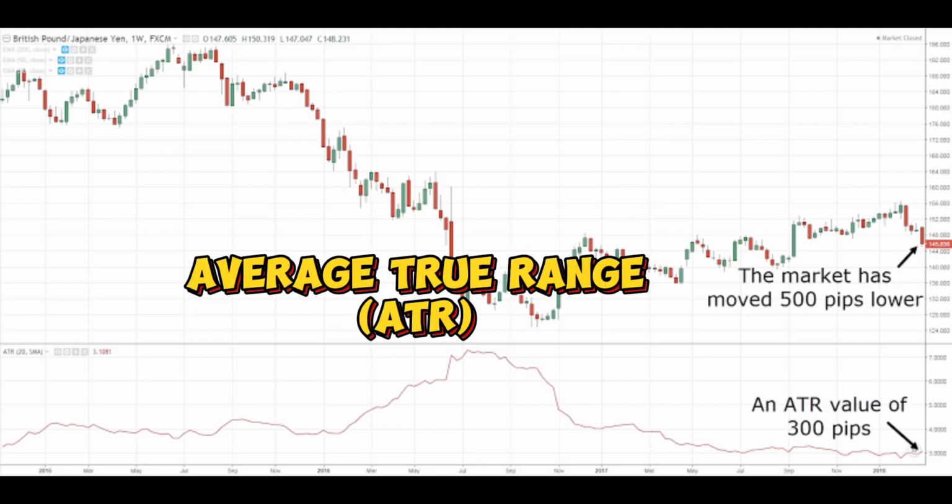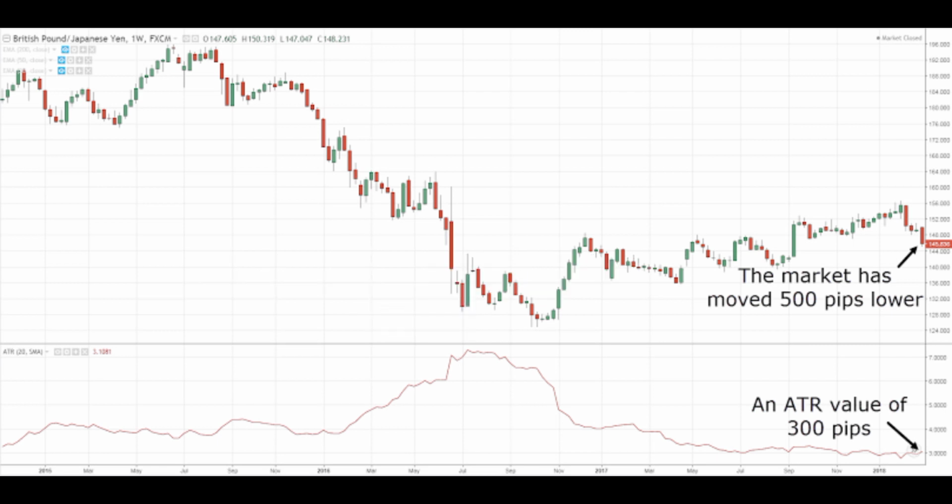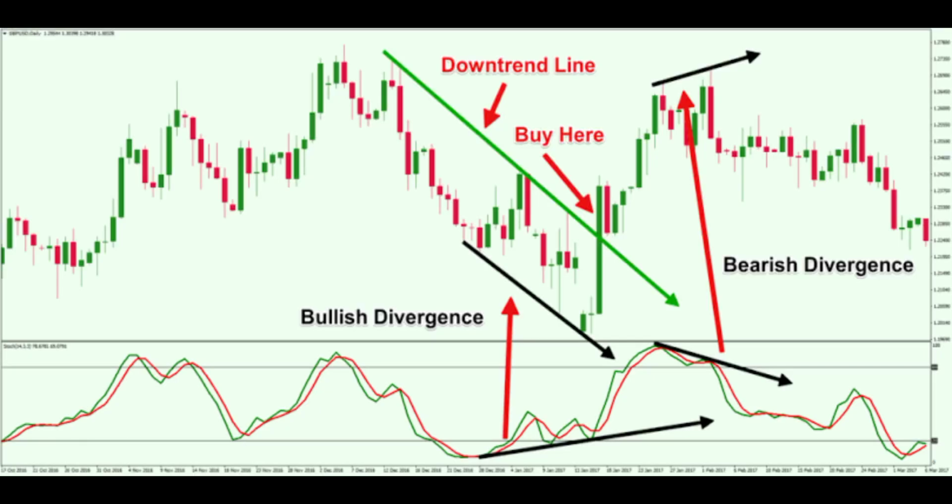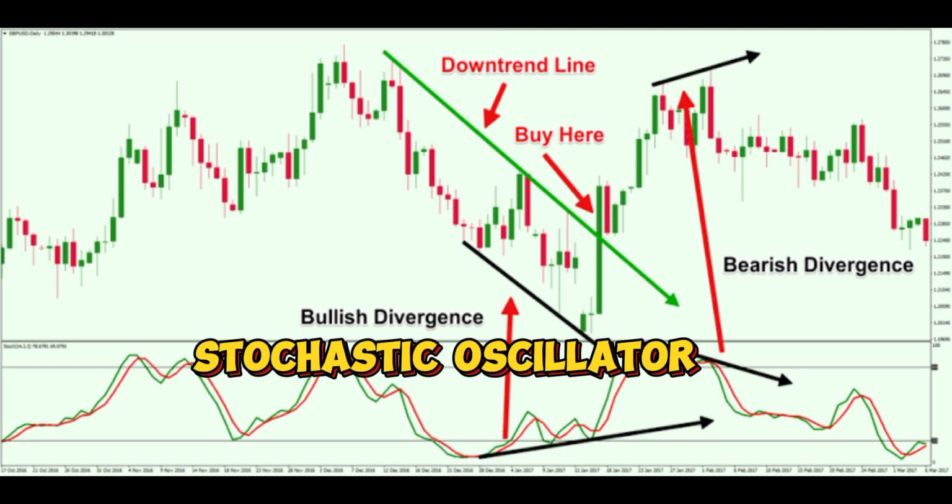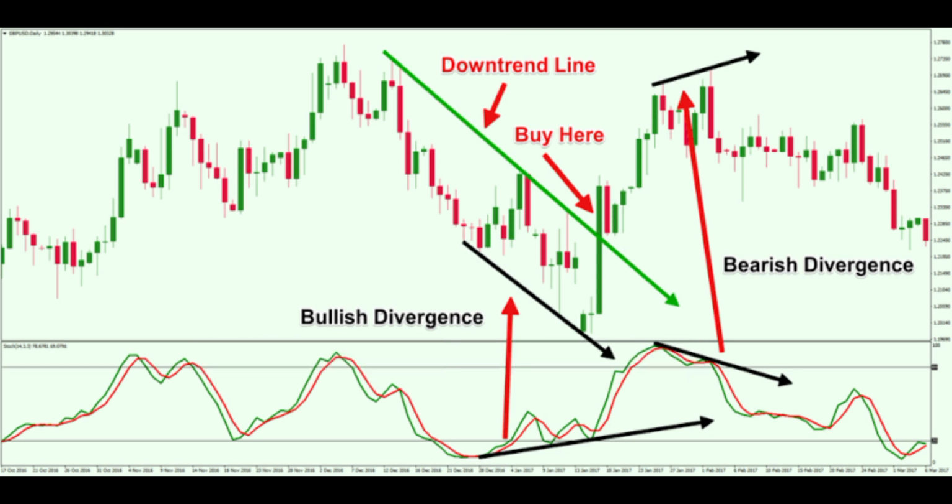8. Average True Range, ATR. It measures market volatility by calculating the average range between high and low prices over a specified period. Higher ATR values indicate greater volatility. 9. Stochastic Oscillator. The stochastic oscillator compares a closing price to its price range over a specified period. It generates values between 0 and 100, identifying overbought and oversold conditions.